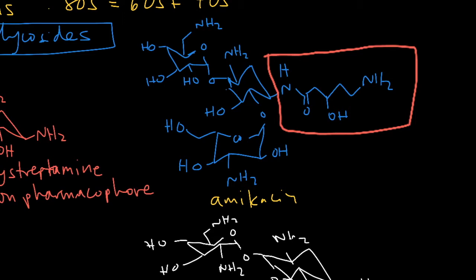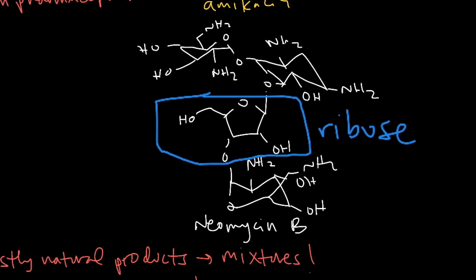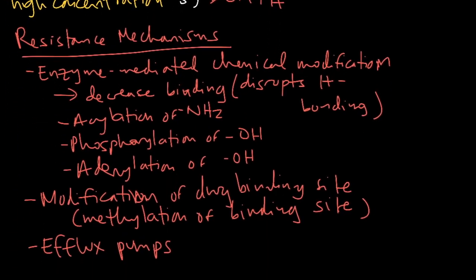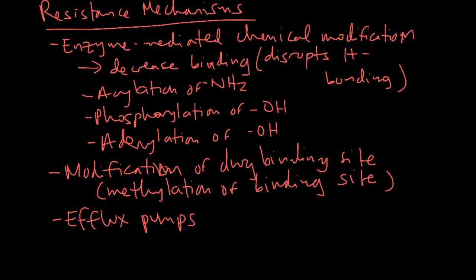So if you take away these hydrogen bonds, you take away the binding of amikacin or aminoglycosides to the ribosome. So there's different ways that bacteria have taken away these hydrogen bonds. They can either, one, acylate the NH2, phosphorylate the OH, or adenylate the OH.